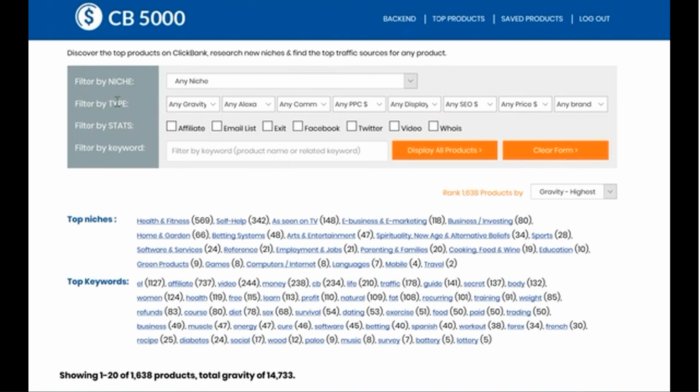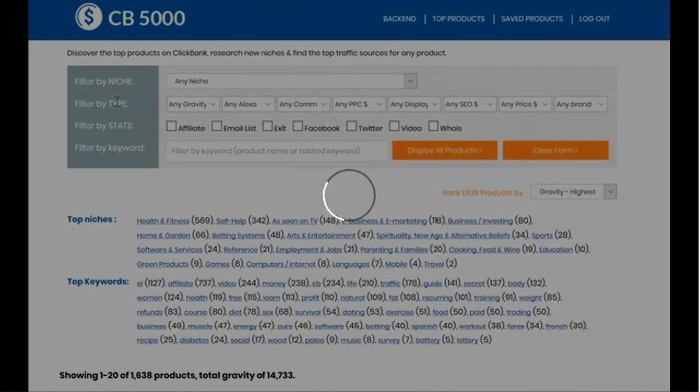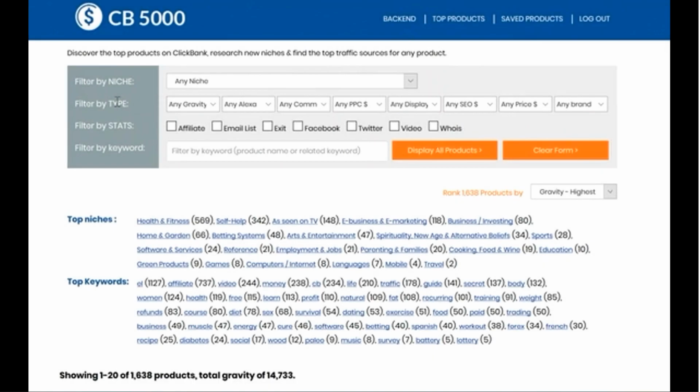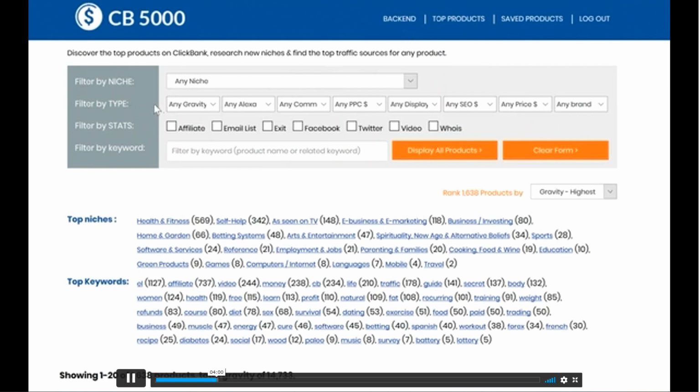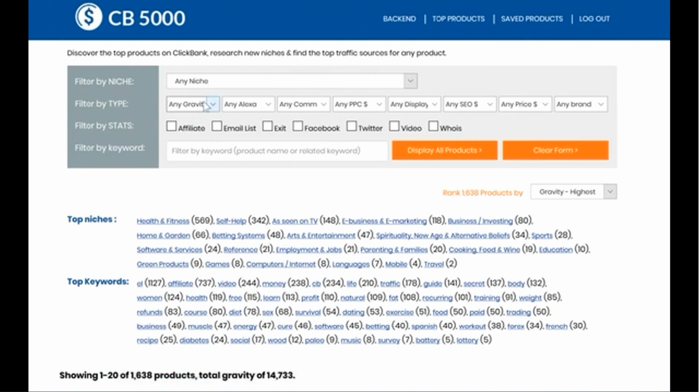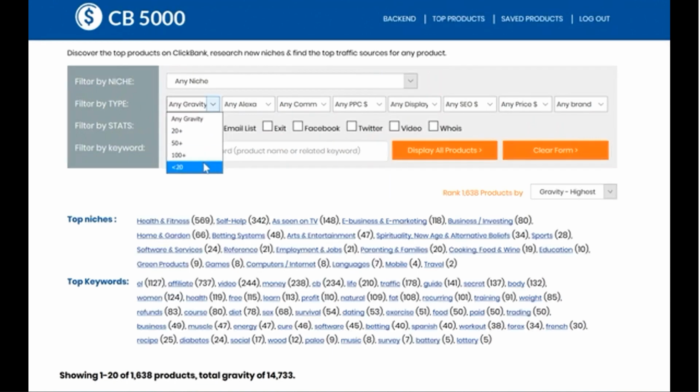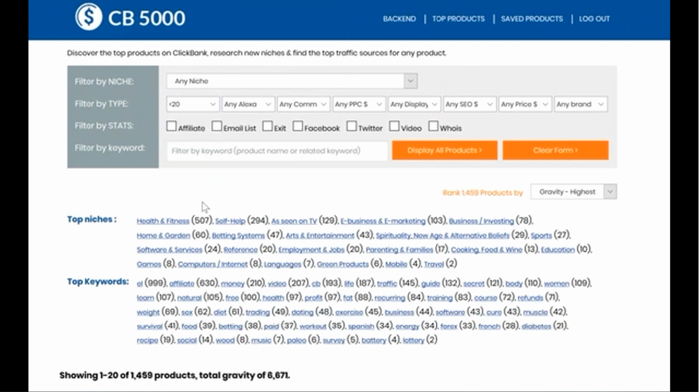You can see we can also filter by different types. So the first filter is gravity. Now there are two basic filters here. One is a minimum, so show products with a gravity of at least 20, 50 or 100, and the second one is to show products with a gravity of less than 20. And the only reason that you'd really show products with a gravity of less than 20 is if you wanted to find products that you can potentially partner with.